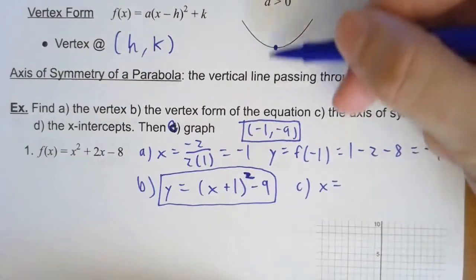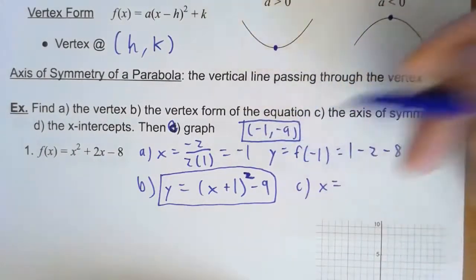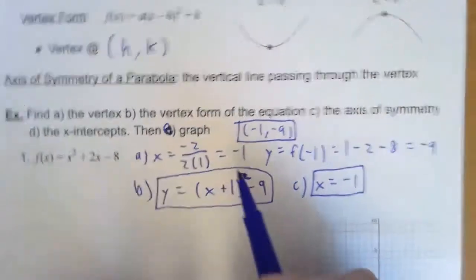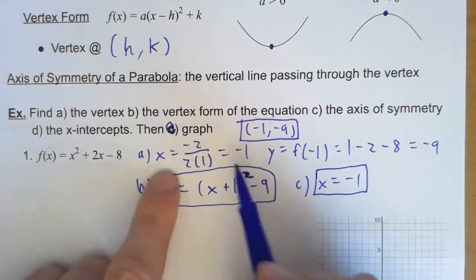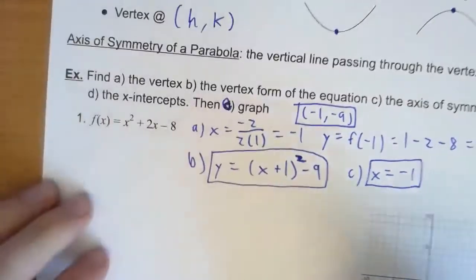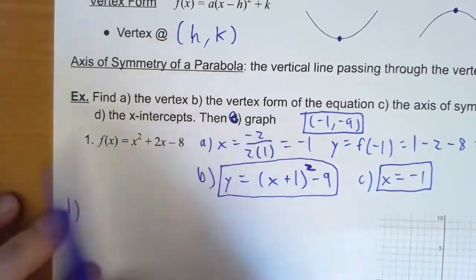Okay? Well, if it goes through the vertex, then it has to be x equals the x of the vertex. So it's just going to be x equals -1. So basically, whenever you find the x of the vertex, you can just copy that right down, and that'll be your axis of symmetry.